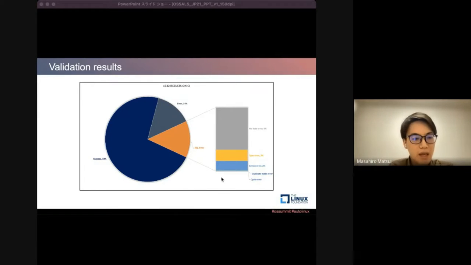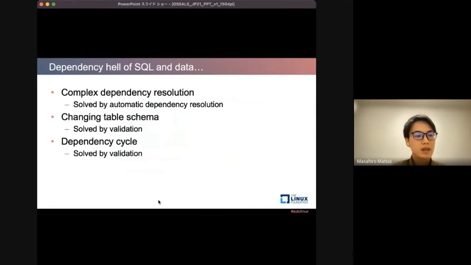This validation result is very helpful because the AlphaCheck component only emits errors that would be emitted by the type checker at runtime, and we can edit queries and change schema with confidence, as the validation guarantees that there is no type and schema errors in the runtime. In this way, all the problems I noted were solved. Complex dependency resolution is solved by automatic dependency resolution. Changing table schema and dependency cycles are solved by the validation component.